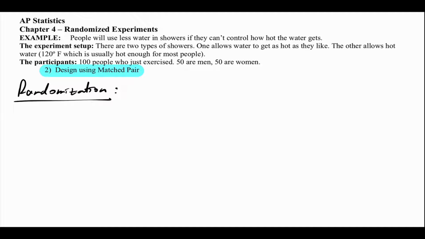With matched pairs, you have two options. I can pair people who have a similar characteristic or characteristics. The chances that these 100 people are brother and sister or twins or cousins is very low. It doesn't say anything about them being related. If it said we have 100 sets of brothers or sisters, just match them up with their brother or sister, perfect. But it doesn't say that. It just says 100 people who just exercised. So we could match up people based on a characteristic besides gender.